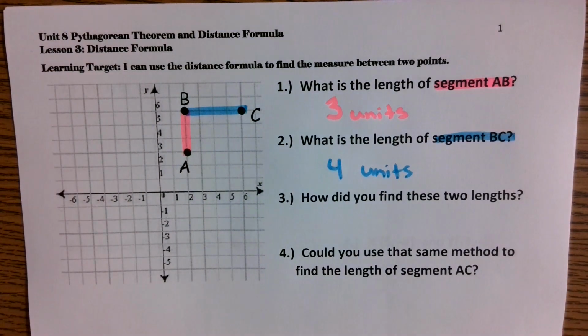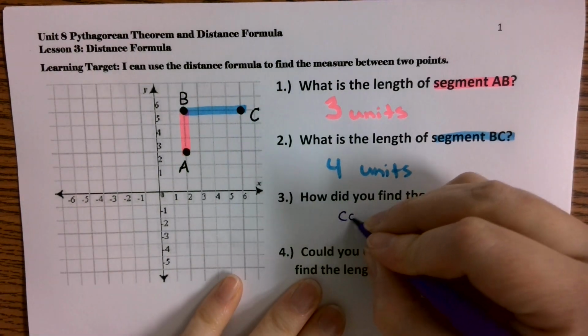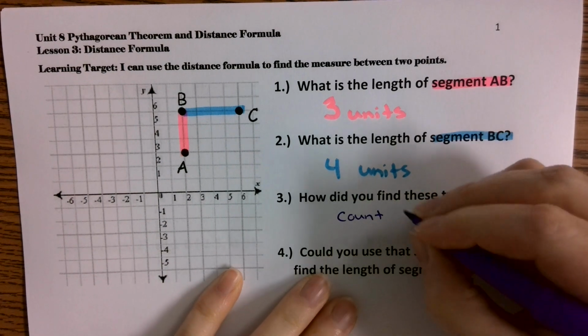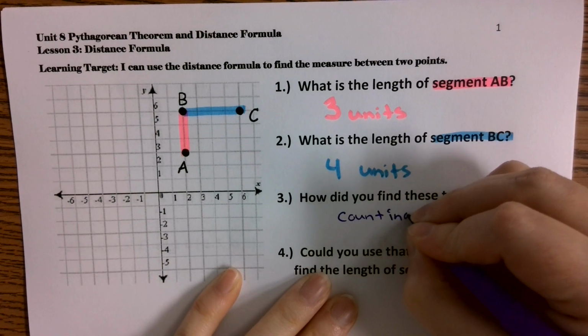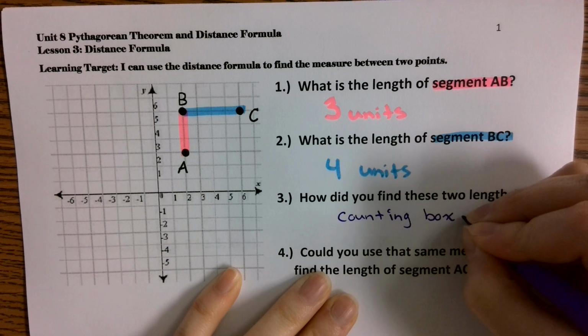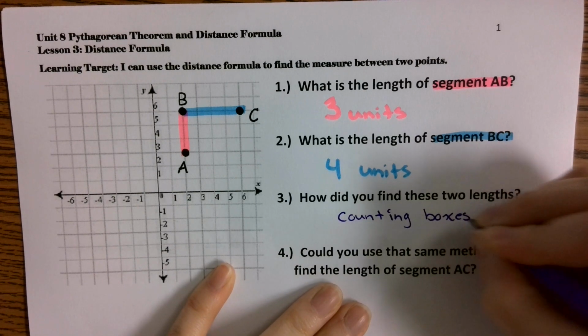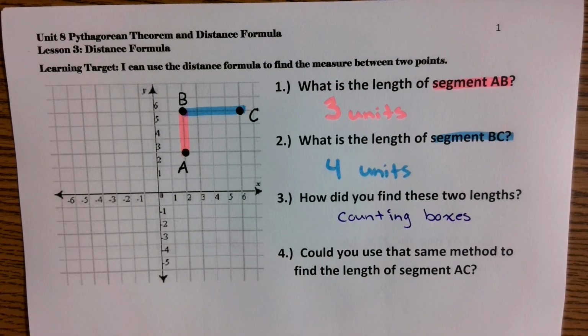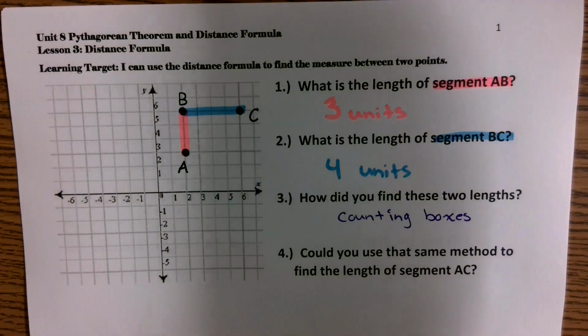Okay, now how did you guys find that out? How did you find out that it was 3 or 4? What did you do, Logan? Counted the boxes. Okay, that's a perfect method to say. So she just said she counted boxes. Everybody else did the same probably, right? Counted boxes. Okay.